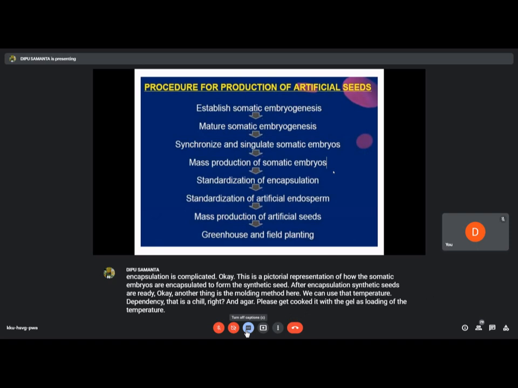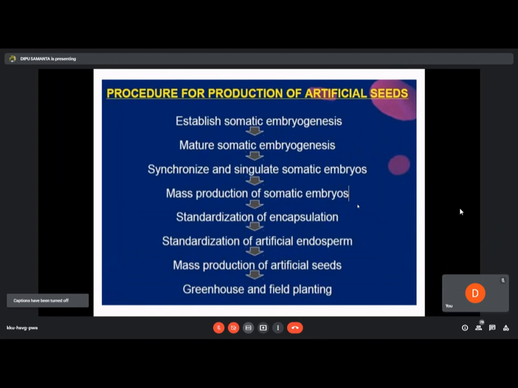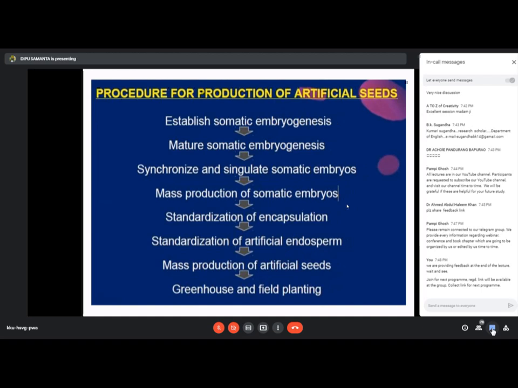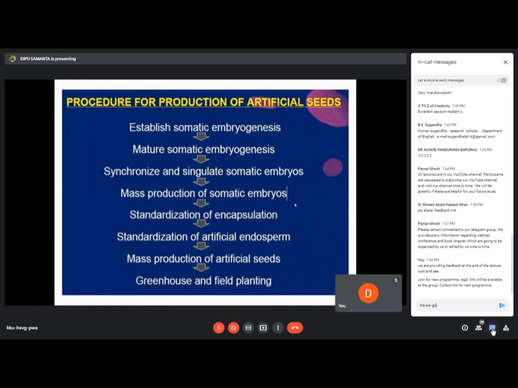Okay. So for artificial seed production, the general steps are: first, the establishment of somatic embryogenesis, then mature somatic embryo production, synchronization of somatic embryos, then mass production of somatic embryos, and standardization of encapsulation. After standardization, another thing is the artificial endosperm. As I have mentioned, in somatic embryos there is no endosperm, so sometimes we need an artificial endosperm. Now after the completion of this process, that is the mass production, these are then taken to the greenhouse and field.